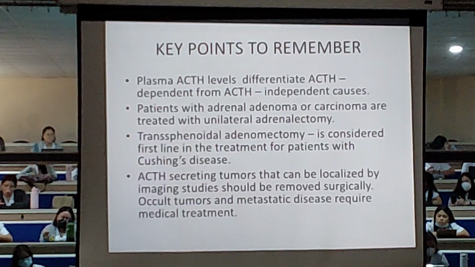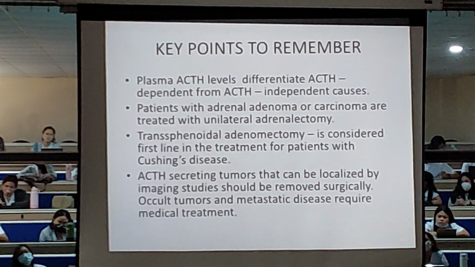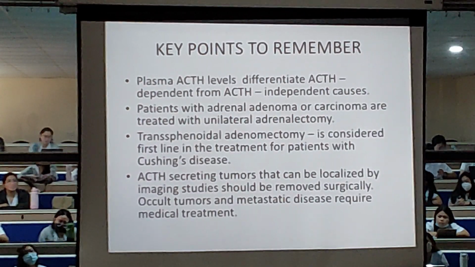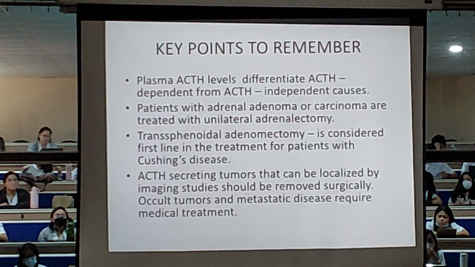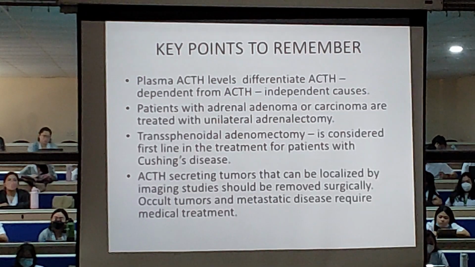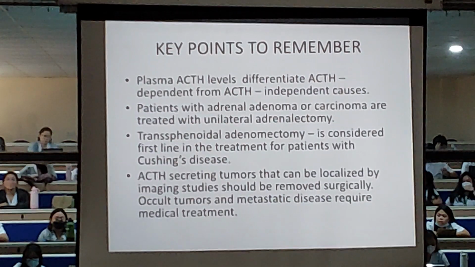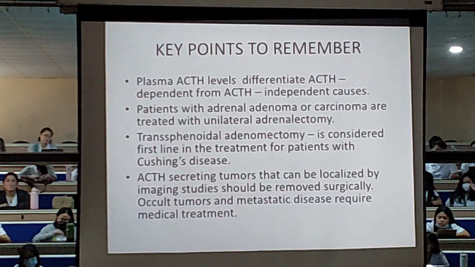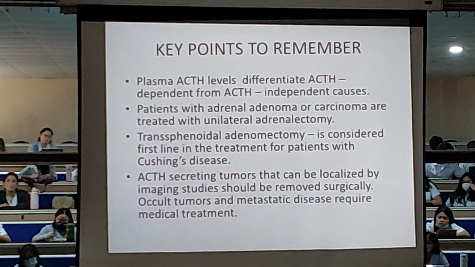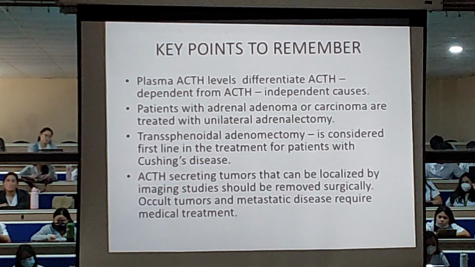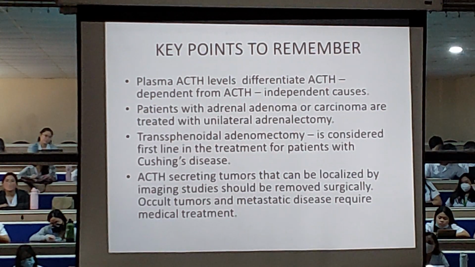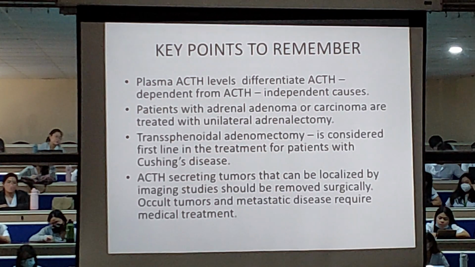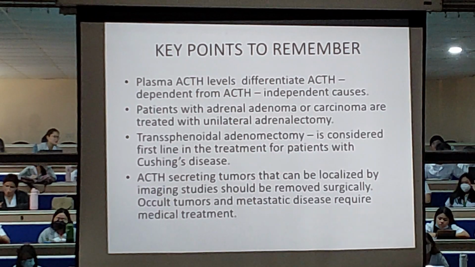Plasma ACTH levels differentiate ACTH-dependent from ACTH-independent causes. Patients with adrenal adenoma or carcinoma are treated with unilateral adrenalectomy. Transsphenoidal adenomectomy is considered first line in the treatment of patients with Cushing's disease or an ACTH-producing adenoma. But if it is an adrenal adenoma, the treatment would be adrenalectomy. So don't be confused. Cushing's disease means you're dealing with a pituitary tumor, so the best treatment would be transsphenoidal surgery. ACTH-secreting tumors that can be localized by imaging studies should be removed surgically. Occult tumors and metastatic disease may require only medical management.